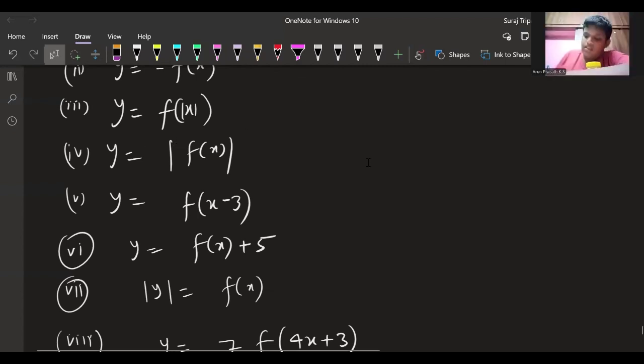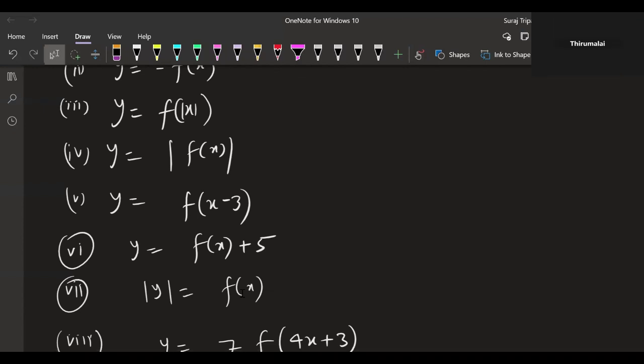Sir, seventh one can you show, sir? 7, 6, 6, 7. Mod y equals to f of x. Can you scroll down, sir?